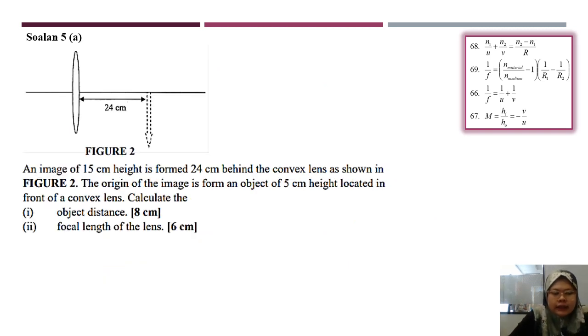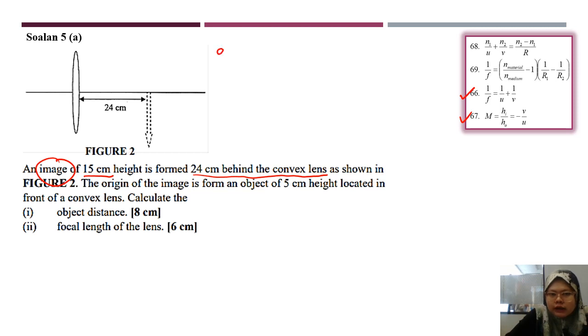Okay, now kita nak tengok pula macam mana kita nak guna equation 66 and 67 for lens. Right? Okay, look at question 5a. An image is 15 cm height. Okay, image bukan object. Image is 15 cm height, is formed 24 cm behind the convex lens, as shown in figure 2.